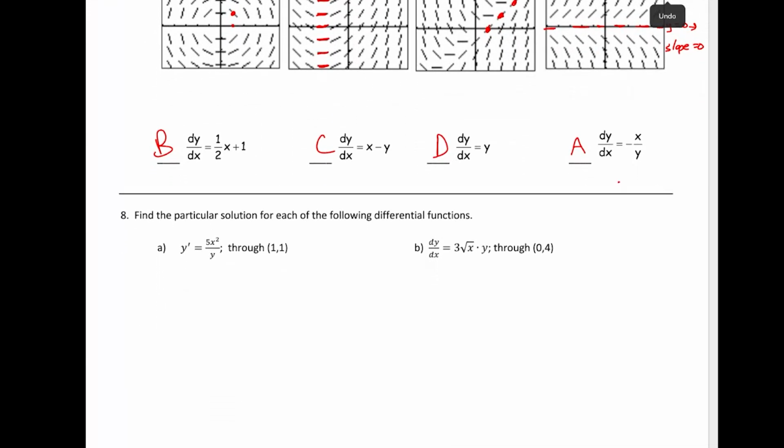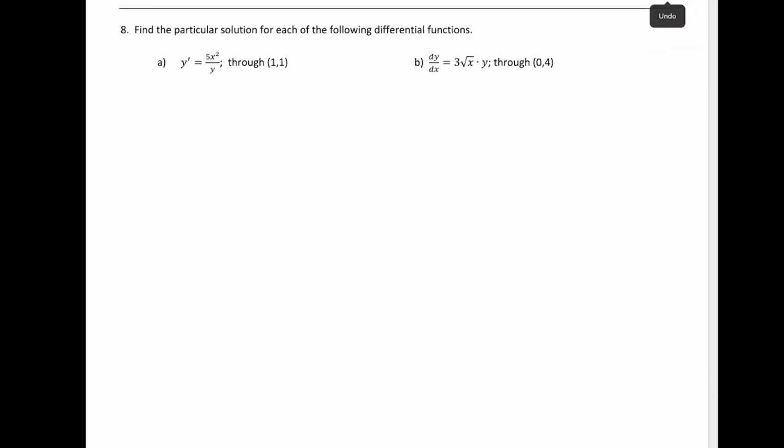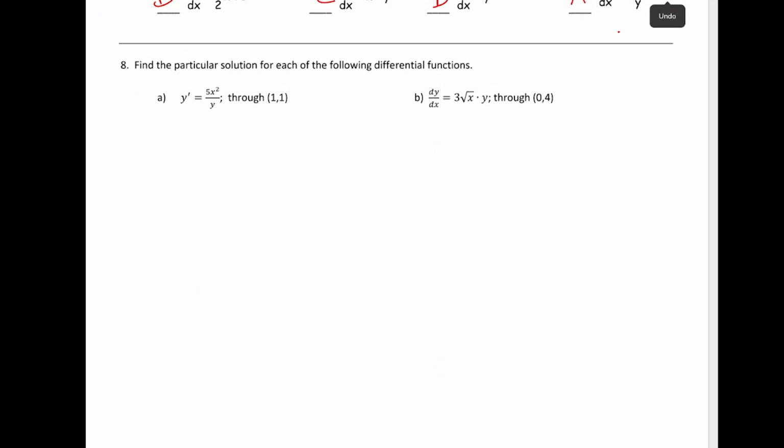Okay, number 8. I guess that's it. Number 8, it says find the particular solution for each of the following differential equations. So we're just going to solve these like we normally would. We're going to separate the variables, integrate, solve for y, solve for c. You guys know the drill at this point.